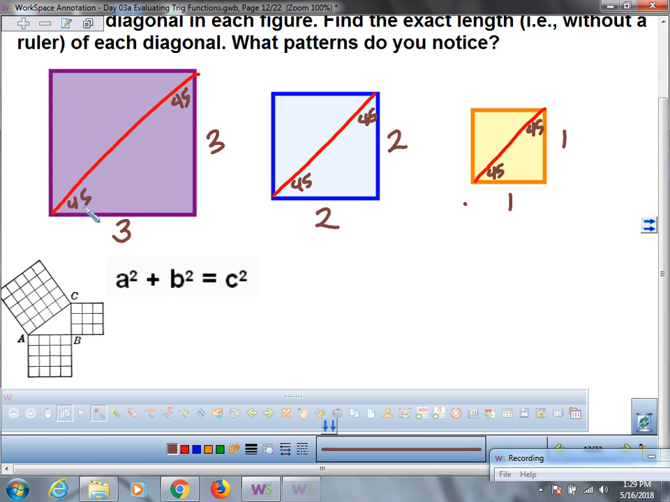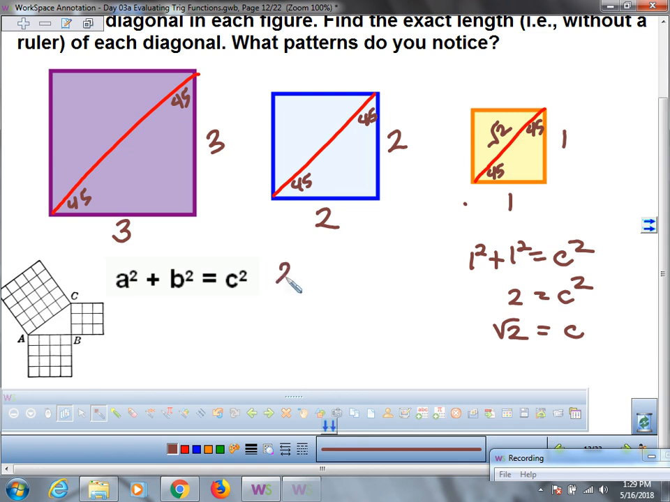Okay, let's use Pythagorean theorem. Let's use it with this one. So 1 squared plus 1 squared equals c squared. This one's the easier one. You don't have to subtract. So 1 plus 1 is 2 equals c squared. So c is square root 2.